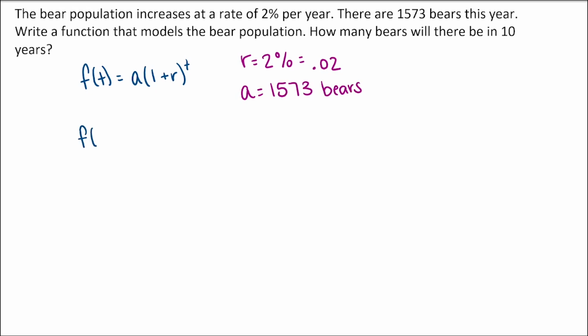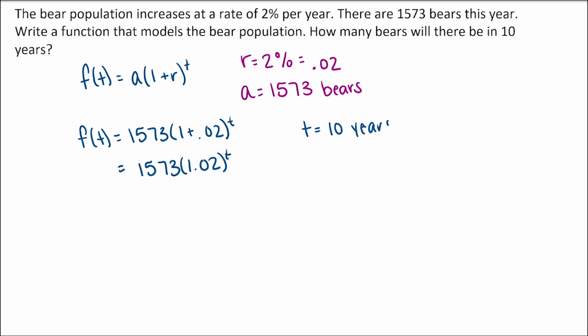So the function that represents the bear population will be f of t equals 1,573 times 1 plus 0.02 raised to the t power, or 1,573 times 1.02 raised to the t power. Now we'll plug in 10 to find out how many bears there will be in 10 years. So f of 10 is equal to 1,573 times 1.02 raised to the 10th power, which is about 1,917 bears in 10 years.